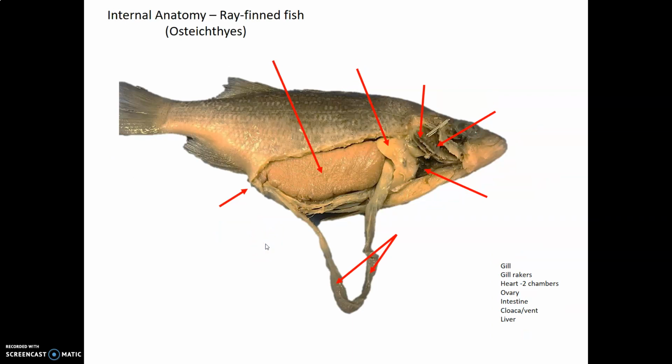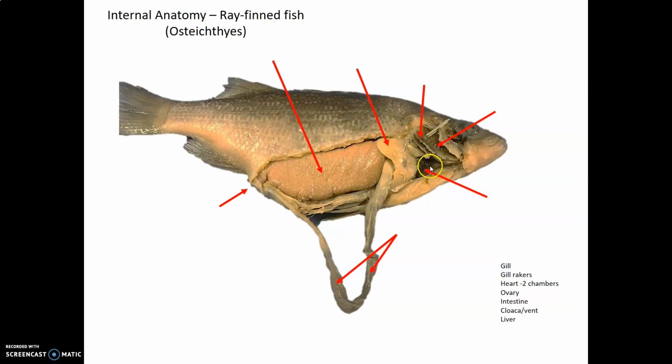If we look at the internal anatomy, this is the internal anatomy where the operculum has been removed and the lateral side of the body with the ribs and associated muscle. By removing the operculum, we can see the gills, and we can see these bony pointed gill rakers that serve to protect the delicate gill filaments when the fish is feeding.